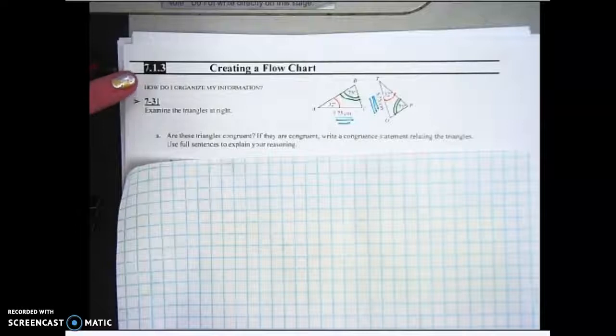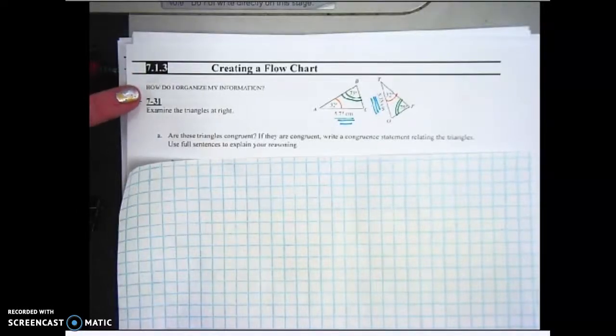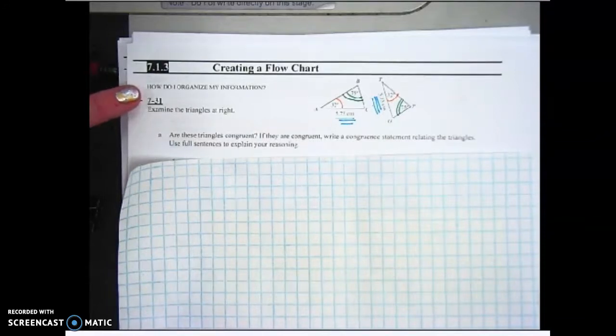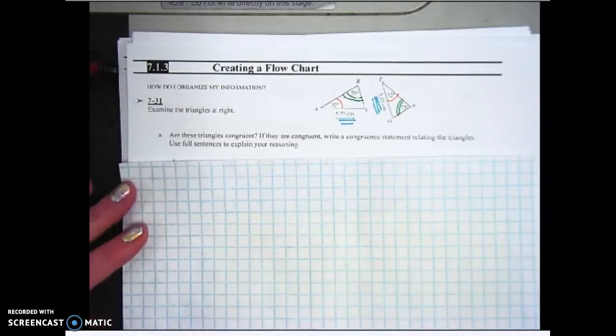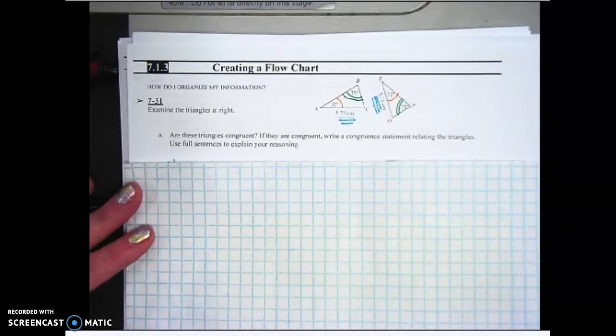IM1, which is titled Creating a Flowchart. And so we're going to answer the question, how do I organize my information? Question 731 says, examine the triangles at right.